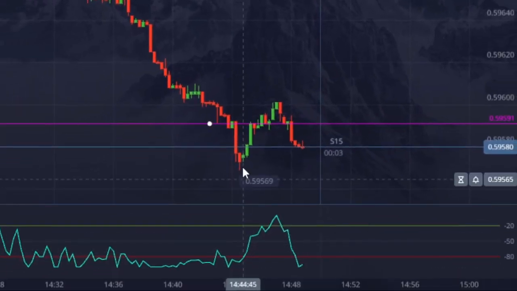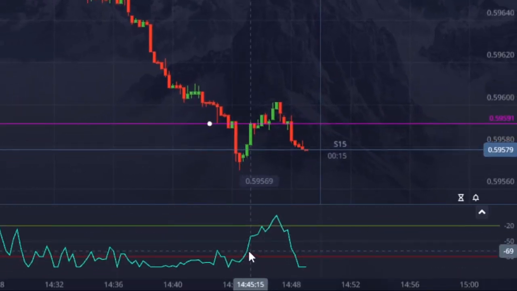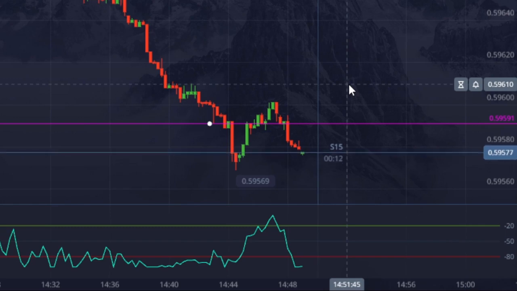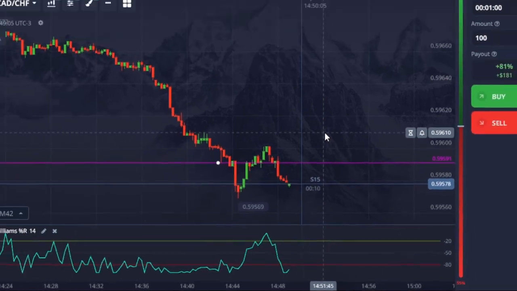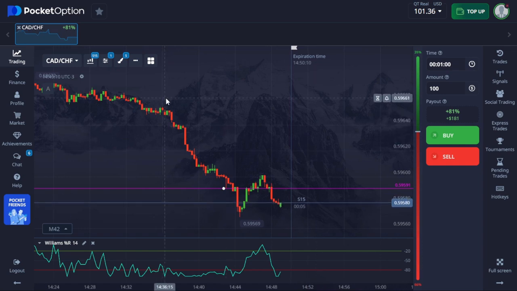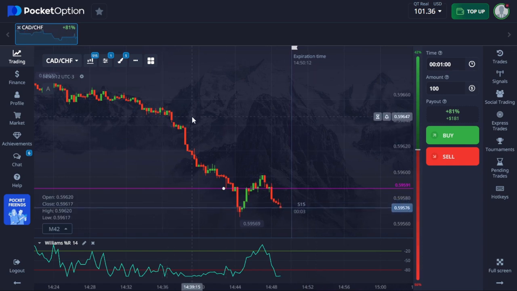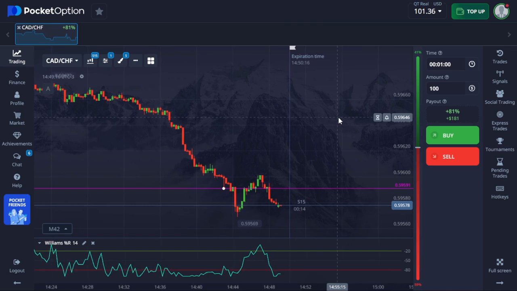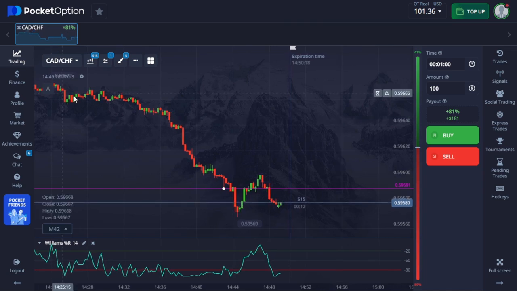Okay, pay attention on that. Look for the Williams, we now have that position on the red line. So for us, the best for now is to use the buy button for that. Let's wait for that, take the confirmation, and get ready for this.